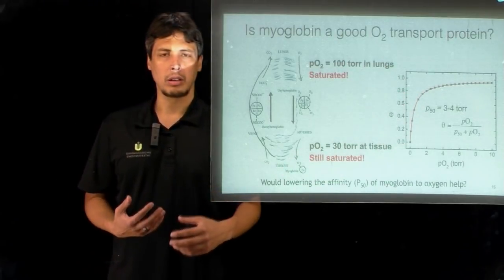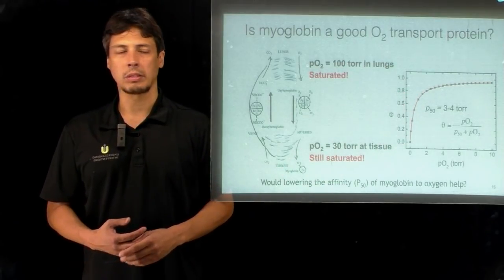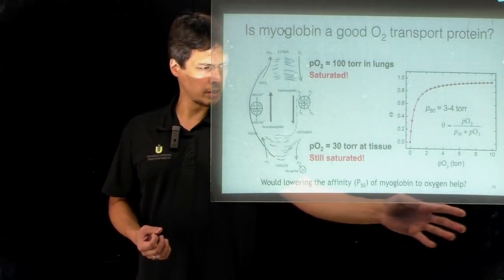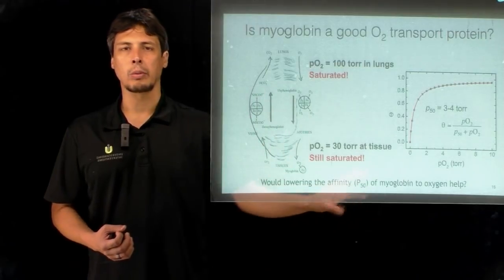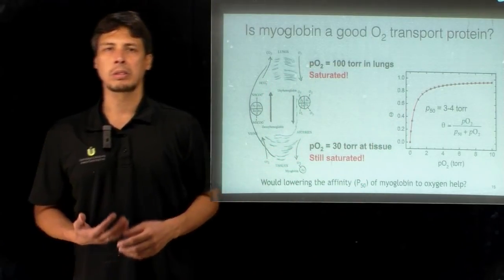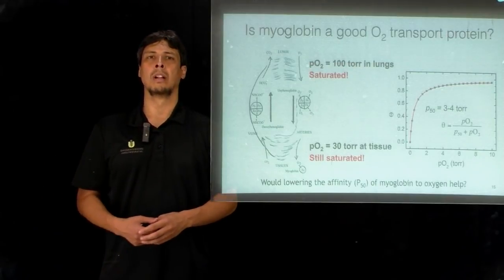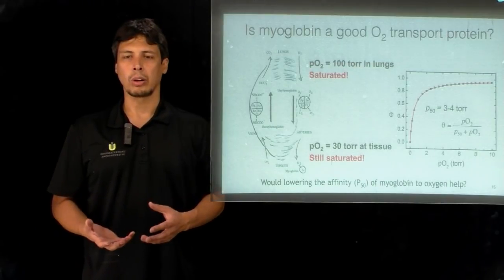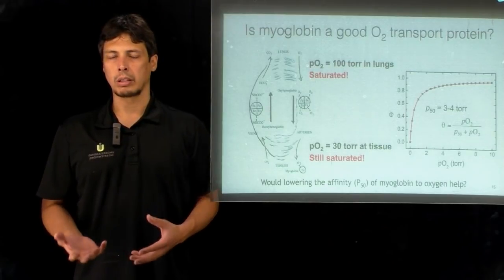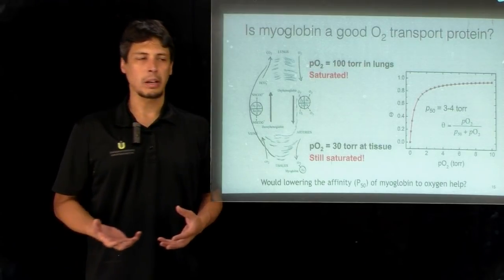However, an estimated partial pressure of oxygen in the tissues is 30 torr. And in the same figure, we know that 30 torr is again way off scale, way to the right of 10. And so that means myoglobin is still saturated with oxygen, even at 30 torr. And so what that means is that oxygen would never be dissociated in the tissues. It would stay bound to myoglobin.